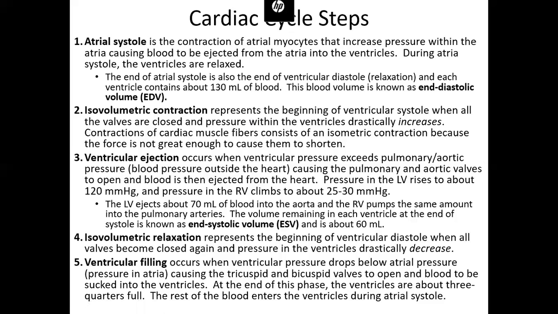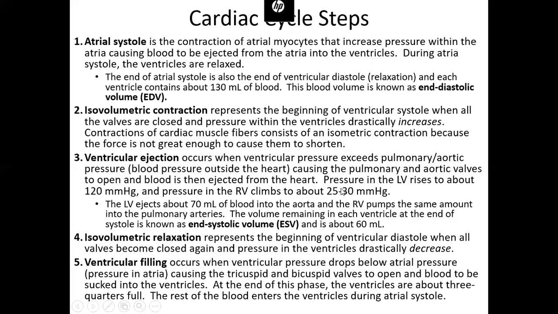But when that pressure does go higher in the ventricles than it does in the atria or in the pulmonary trunk, we're going to eject the blood from the ventricles, which we literally just call ventricular ejection. So it occurs when the ventricular pressure exceeds either pulmonary or aortic pressure, depending on if you're talking about the right ventricle or the left ventricle. In other words, doesn't matter. We're talking about blood pressure outside the two ventricles, outside the heart, which causes the pulmonary and the aortic valves to open and blood to be ejected from our heart.